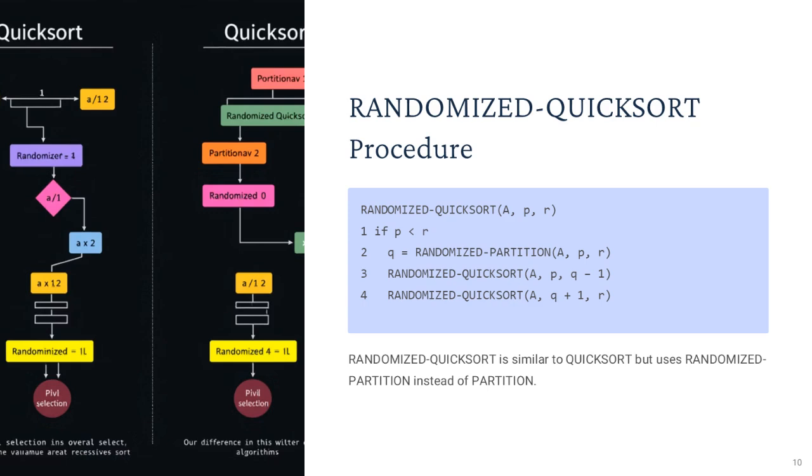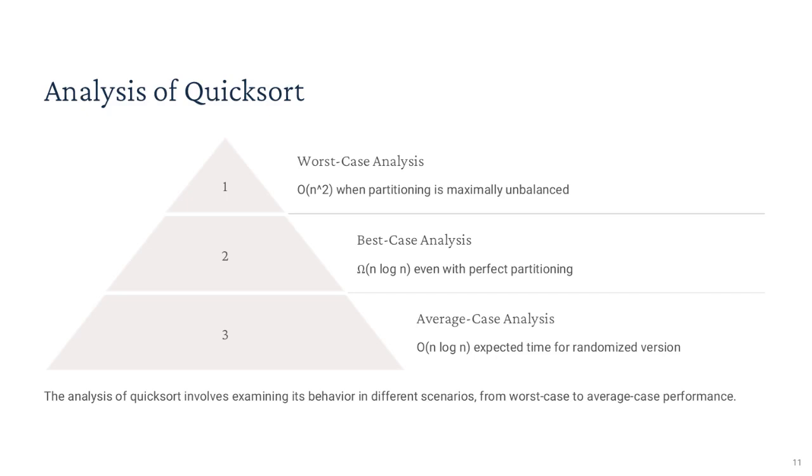With an expected running time of O(n log n), randomized Quicksort provides a robust and versatile solution for efficient sorting. The analysis of Quicksort provides insights into its behavior across various scenarios, from worst case to average case performance. In the worst case scenario, partitioning is maximally unbalanced, resulting in one subarray containing all elements except the pivot. This leads to a running time of Theta(n squared), which occurs when the input array is already sorted or reverse sorted, and the pivot selection is poorly chosen.